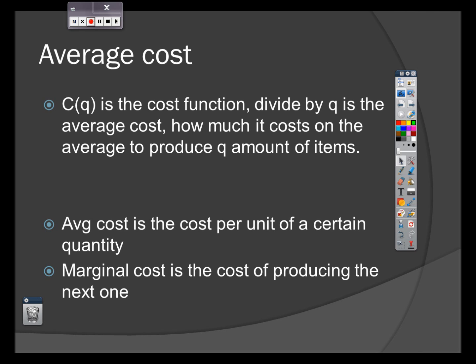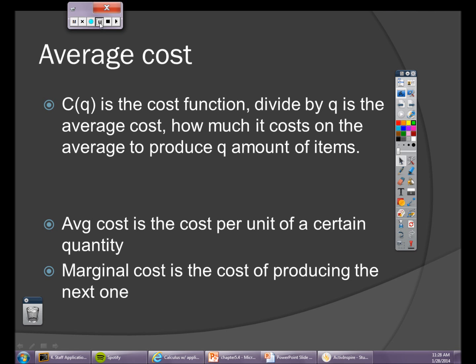Average cost is the cost per unit of a certain quantity, whereas marginal cost is the cost of producing the next one. Marginal cost comes from your derivative, it's the slope, versus average is how much it costs on the average. You can see that from the following equation. Let's let average cost be A of Q. If I take C of Q and divide by Q, I'll have a formula for average cost.